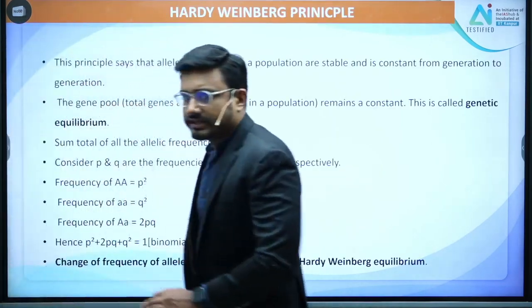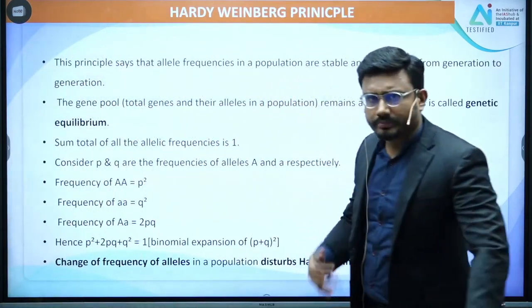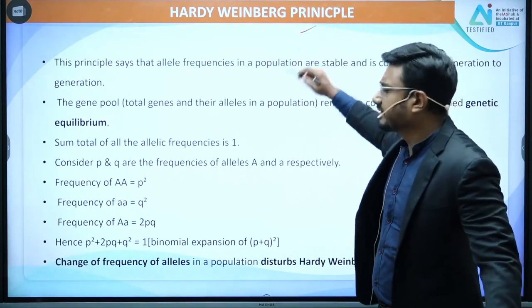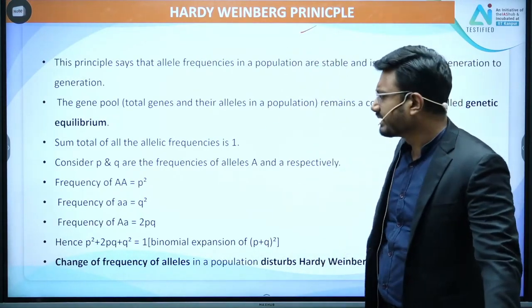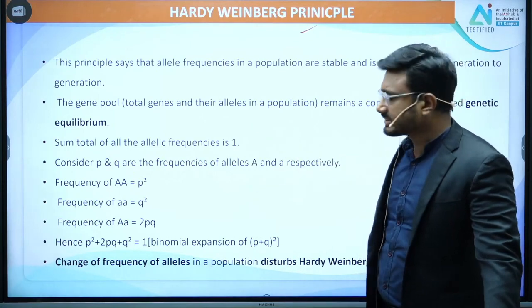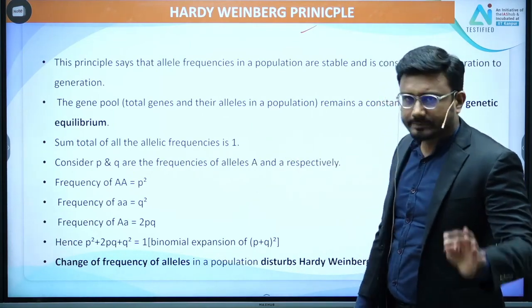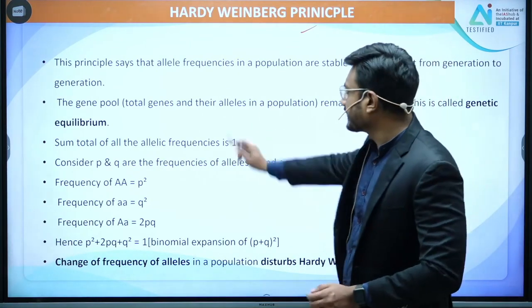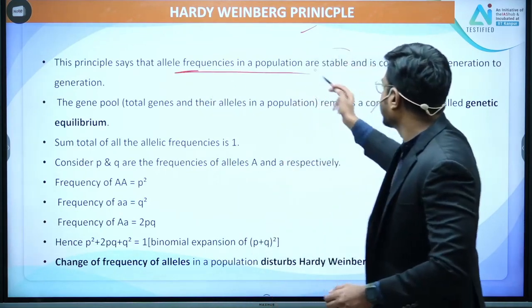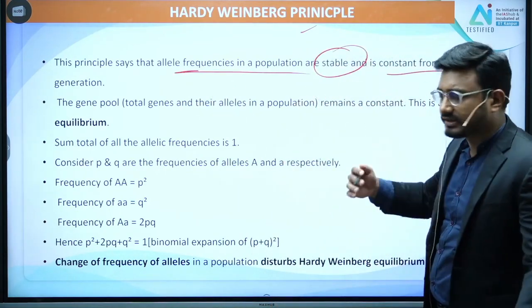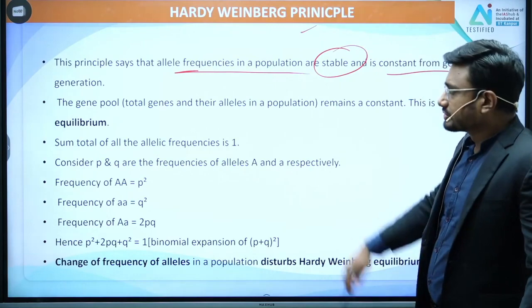So the Hardy-Weinberg principle. A numerical question can come from this Hardy-Weinberg principle. It is very easy. So now let us go through the points of this principle. This principle states that the allelic frequencies in a population are stable and constant from one generation to the next.